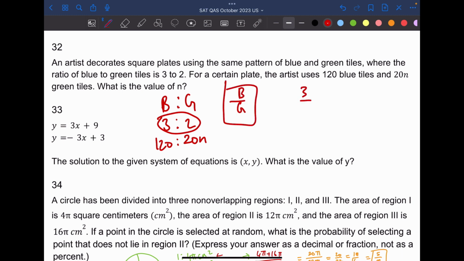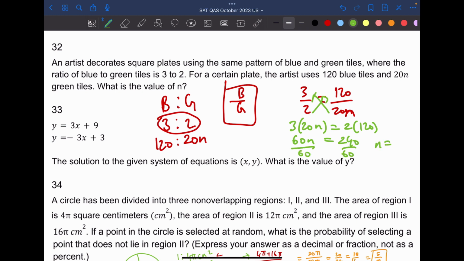So 3 over 2, blue over green, is going to be equal to blue over green again, which is 120 over 20N. And now you just have to solve for N, so you can cross multiply. You get that 3 times 20N is equal to 2 times 120. So 60N is equal to 240. Divide both sides by 60, you get that N is equal to 4. And you are done. That is literally it. And that is it for question number 32 as well.